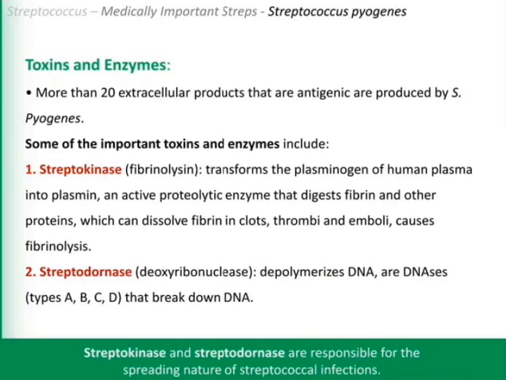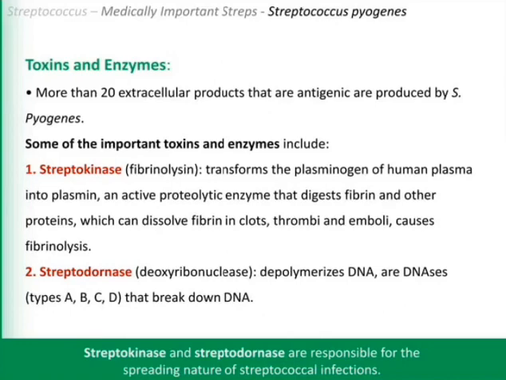Toxins and enzymes. More than 20 extracellular products that are antigenic are produced by S. pyogenes. Some of the important toxins and enzymes include streptokinase, which transforms the plasminogen of the human plasma into plasmin, an active proteolytic enzyme that digests the fibrin and other proteins, which can dissolve the fibrin in clots, thrombi and emboli, causing fibrinolysis.